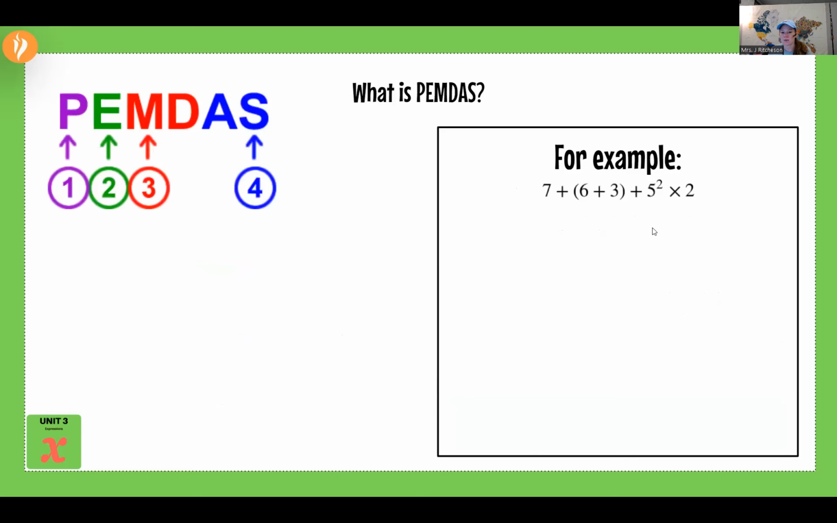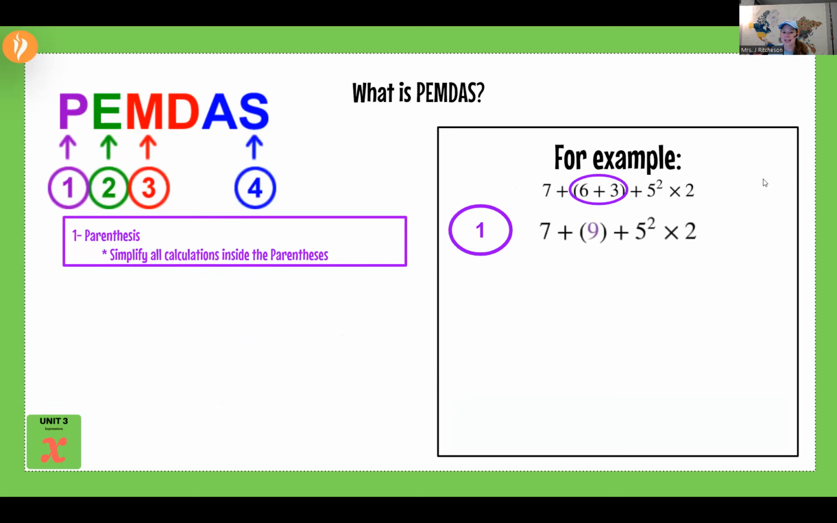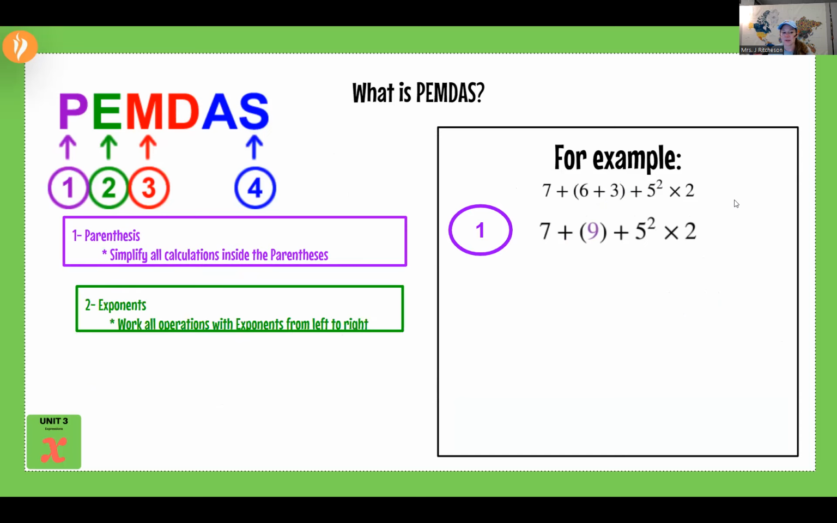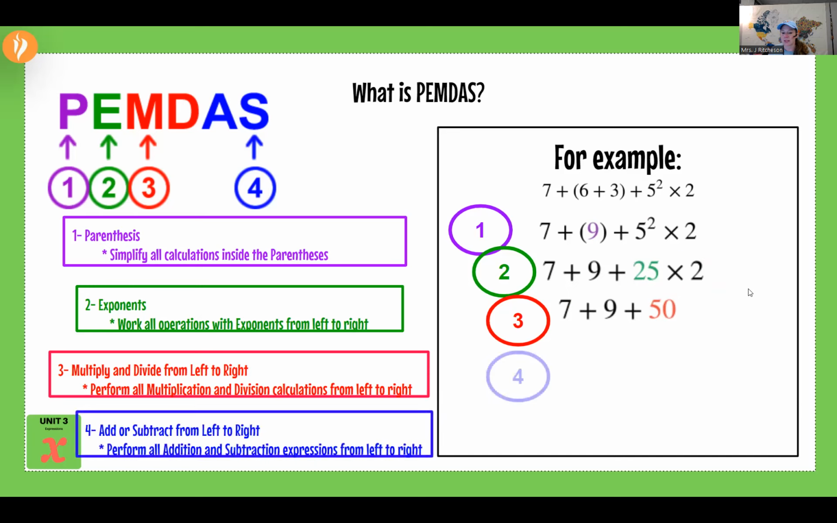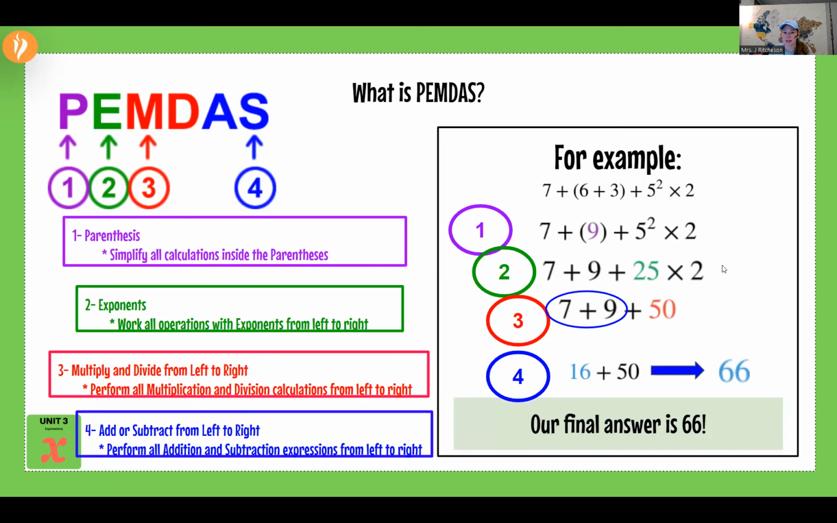All right, so let's look at this one being solved correctly. Like I said, parentheses first. So 6 plus 3 is 9. Bring everything else down. Then the E says we're going to simplify our exponents. So 5 squared means 5 times 5. Once we've simplified our exponents, before we're allowed to add, we must multiply 25 times 2. And then all we have left is addition. So we're going to add those things right in a row. 7 plus 9 is 16. And 16 plus 50 is 66. And that is how you use PEMDAS.